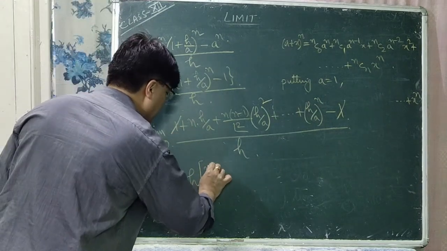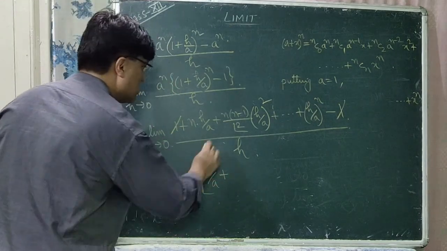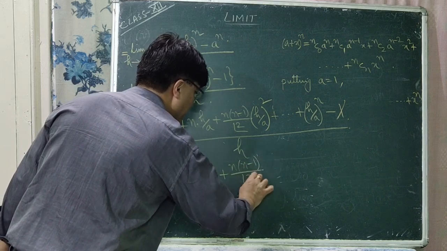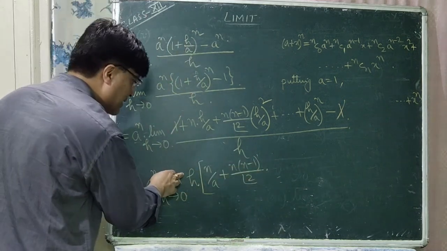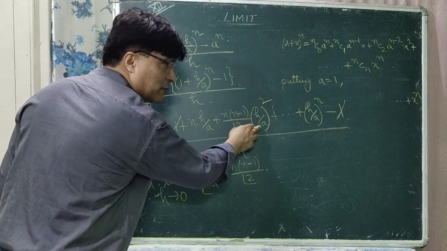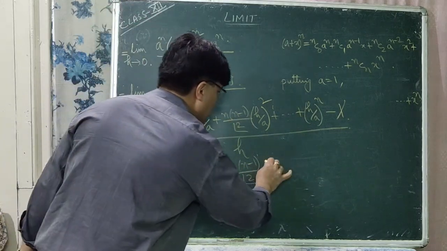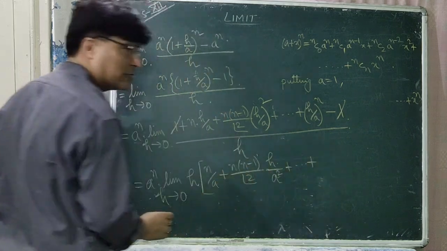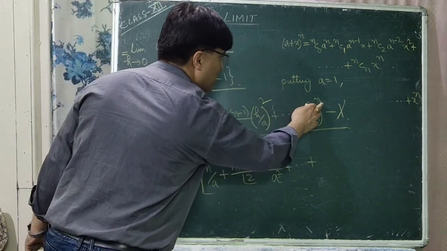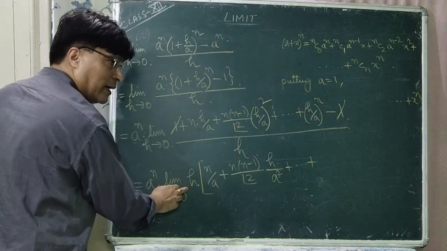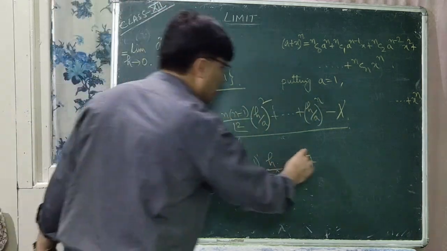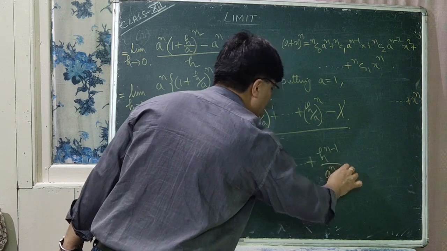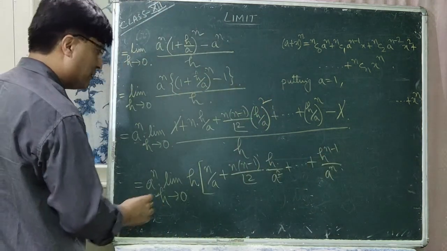So it is n by a plus, here it is n into n minus 1 divided by factorial 2 into, here h is taken common. So it becomes, what does it become now? It is h upon a square plus dot dot dot plus. So actually this is h to the power n, but h is taken common here. So what do we get here? H to the power n minus 1 divided by a to the power n, right?